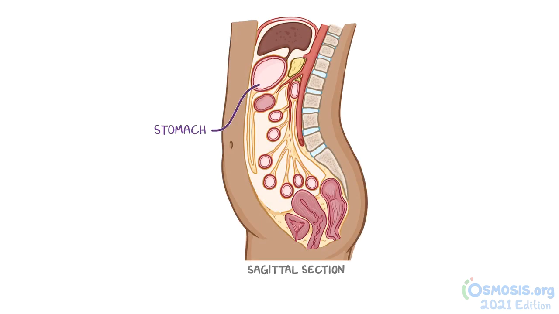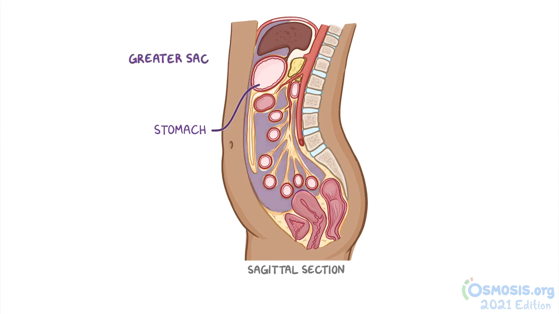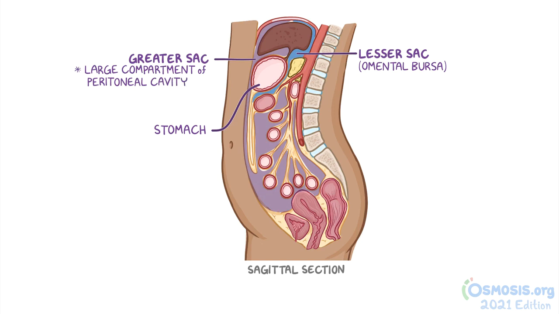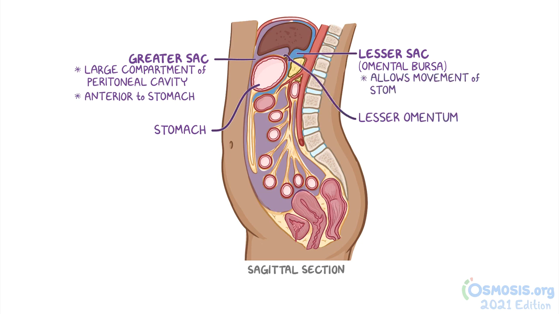Furthermore, the stomach can also be used as a division between the two main compartments of the peritoneal cavity, the greater sac and the lesser sac, the latter of which is also known as the omental bursa. The greater sac is the larger compartment of the peritoneal cavity and lies anterior to the stomach, whereas the lesser sac lies posterior to the stomach and lesser omentum and is a sac-like cavity that allows movement of the stomach over the structures posterior to it.